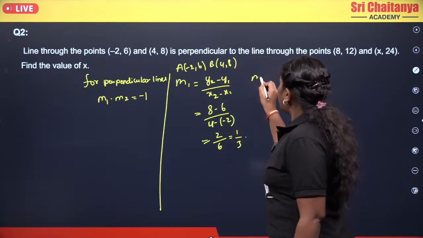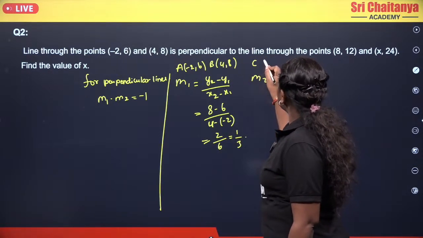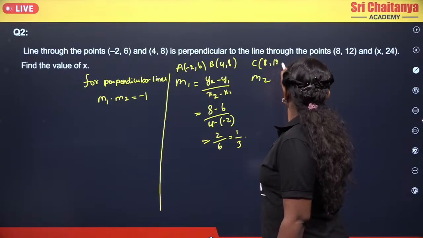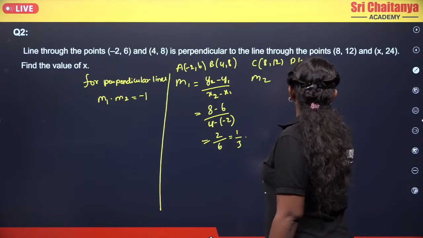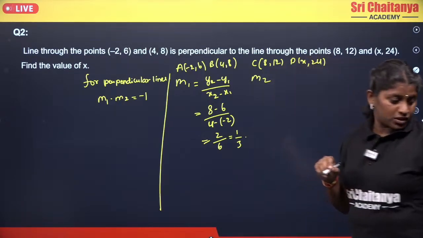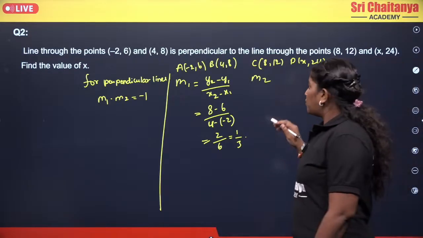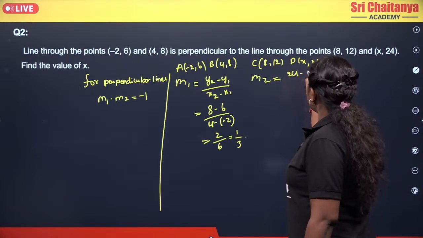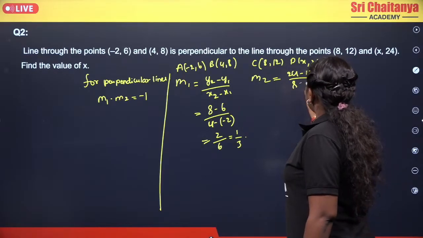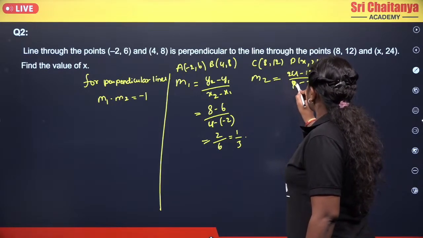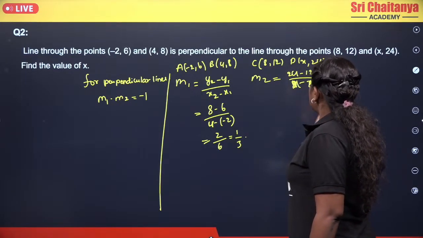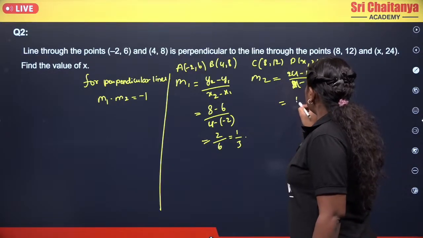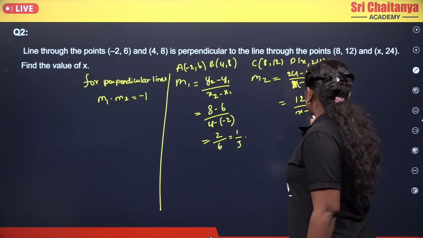Okay. Now m2 will become, where we are taking c as 8 comma 12 and d as x comma 24. Now if you apply here, we will have m2 equals y2 minus y1, that becomes 24 minus 12 by 8 minus x. Oh sorry, x minus 8. Clear? Now coming to here, 12 by x minus 8 we got.